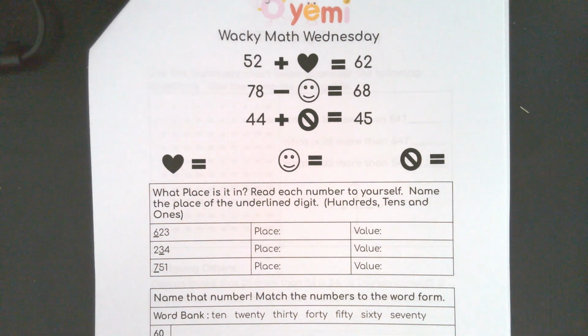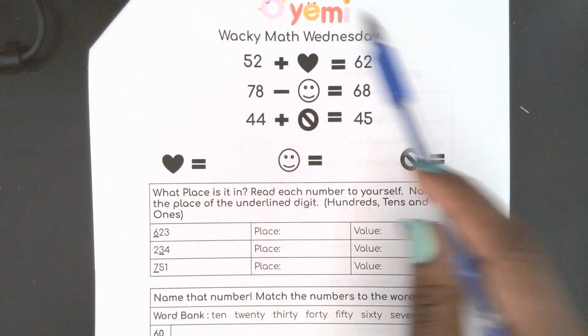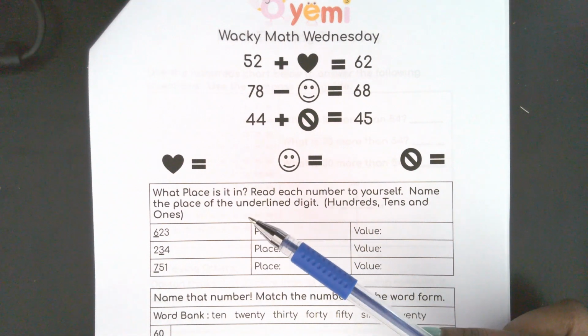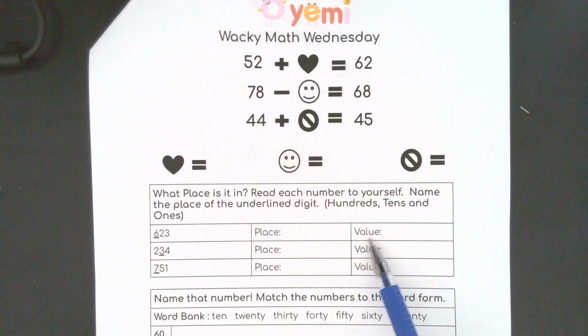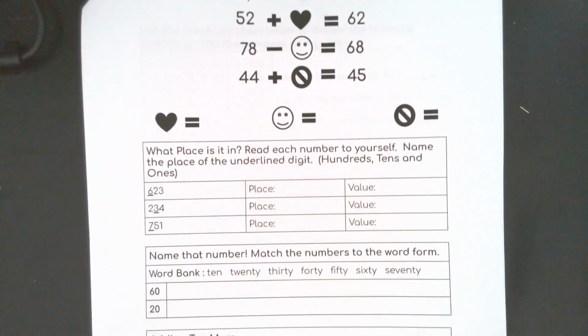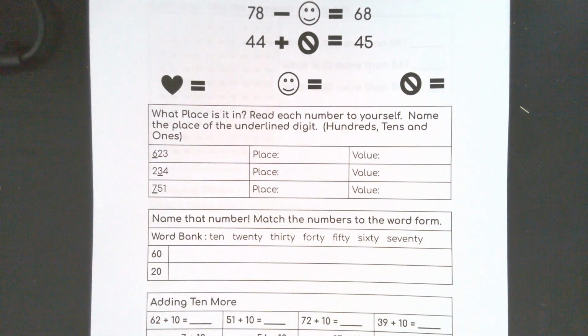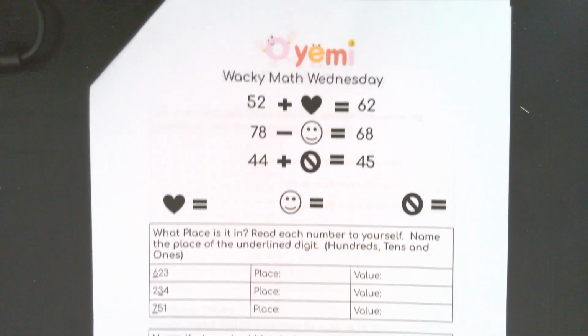to a Wacky Math Wednesday. What makes it so wacky? It's exactly this problem up here at the top. So down here, we'll figure out what place each number is in, the place and the value, which we've done this week. We will name that number, figure out which one of these words go with the numbers, and then we're going to be adding 10 more. So we're going to be using place value to be able to add 10 more to a number. Now, let's start with that wacky math.